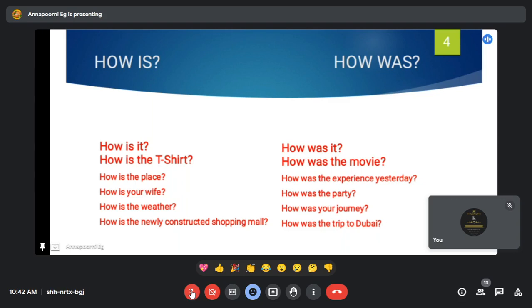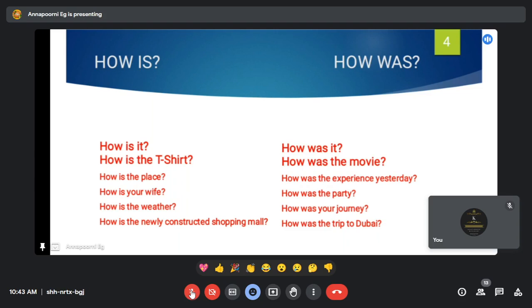So how is it, I can ask this question for anything. Imagine that I'm buying a new two-wheeler. I have bought a Honda Activa, and I'm asking my friend, hey Rahul, see my new two-wheeler. How is it? Eppdi irukku? So that is what how is it is. It can be used for anything. Next is how is the T-shirt?